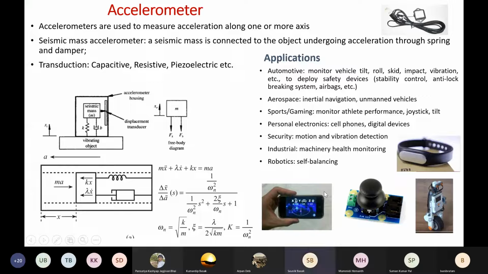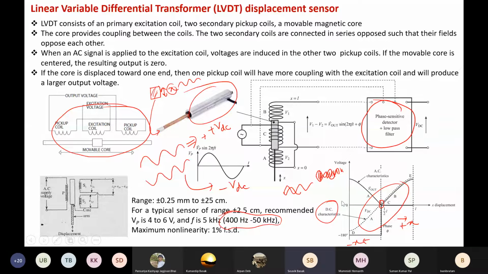Sir, can you explain the graph in the previous page once again? This graph? Yes, sir. So here what I said is that two characteristics are shown. One is called the AC characteristic, another is called the DC characteristic. AC characteristic means what we said initially, that for both plus displacement it will be sinusoidal, and for minus displacement also it will be sinusoidal. So their amplitude is the same if the displacement is plus x or minus x, but the phase is different.